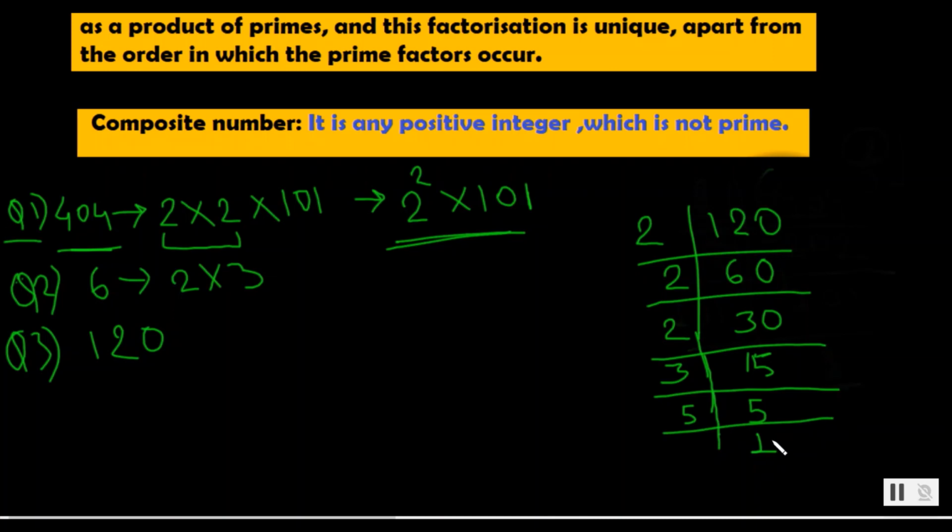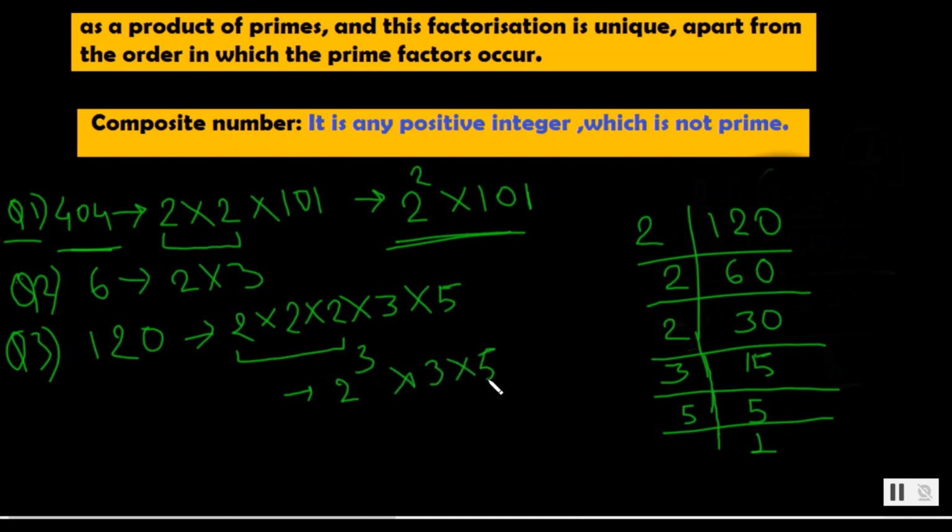So how will we arrange it? We write all the numbers that we got first, and then we club them. So clubbing them, we get 2 cube into 3 into 5. Okay, it is pretty simple.